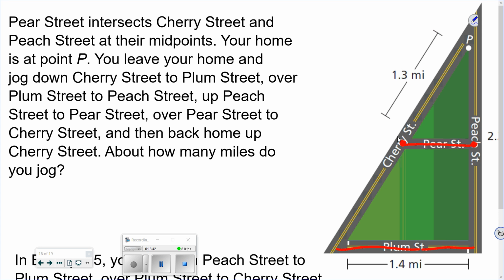So let's go again. You leave your home and jog down Cherry Street to Plum Street. So we go down here. Hey, let's figure out how long that is. We're trying to figure out the total distance traveled.